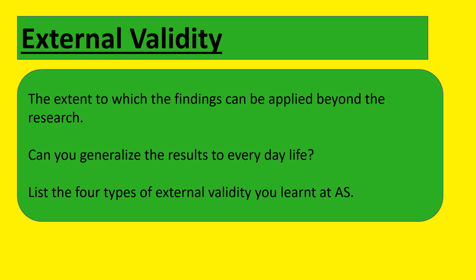So what I want you to do is just pause the video and list the 4 types of external validity that you learnt during your first year or your AS studies. And you should have identified in your first year that you looked at ecological validity, temporal validity, population validity and mundane realism, because all of those things can be a threat to validity. So we'll just look at what they are.